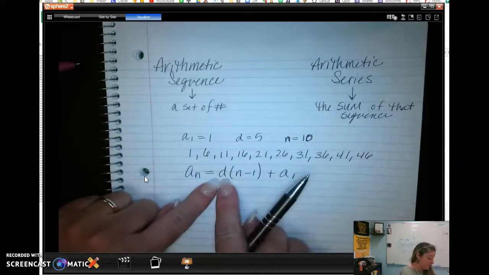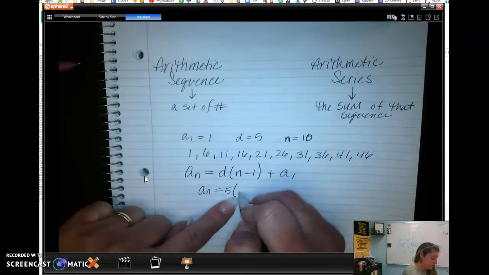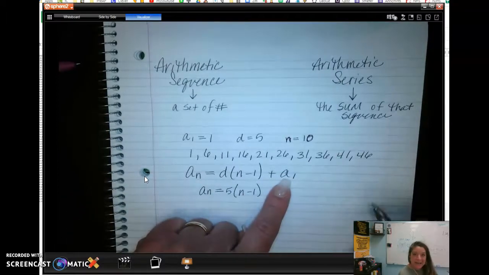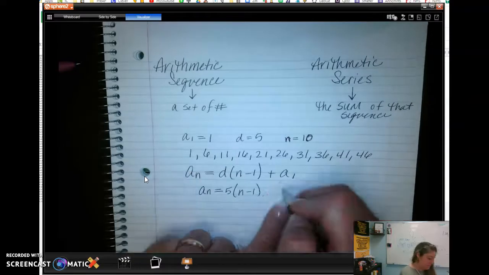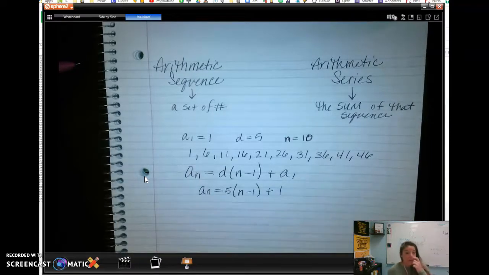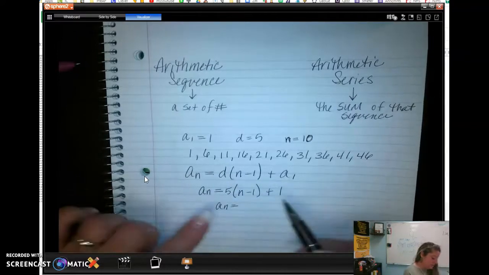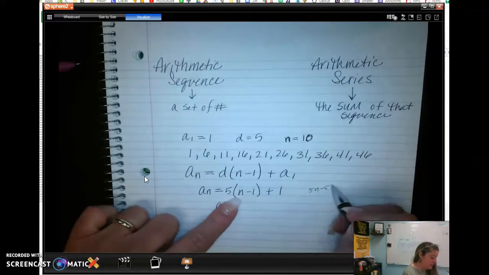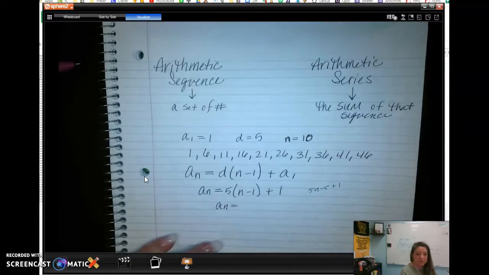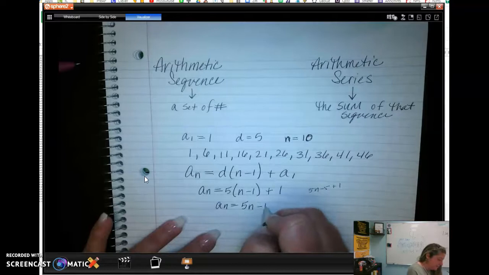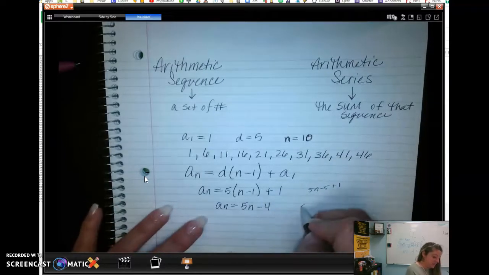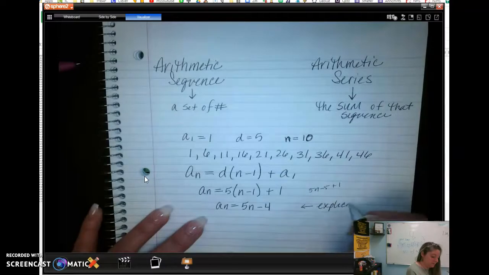So using this formula, the difference was 5. I'm going to do N minus 1, and then I'm going to add the first term. The first term was a 1. Now, hopefully, you have done the next step, which is to clean this formula up, right? So you want to distribute, you want to combine like terms and all of that kind of stuff, okay? So this explicit formula should be, if I distribute, I'm going to get 5n minus 5 plus 1. Just putting some chicken scratch over here. So 5n minus 4.